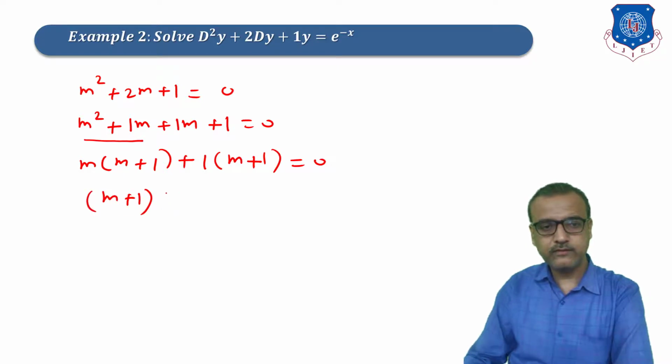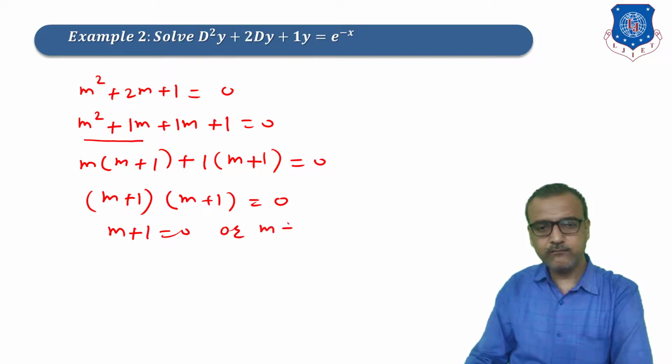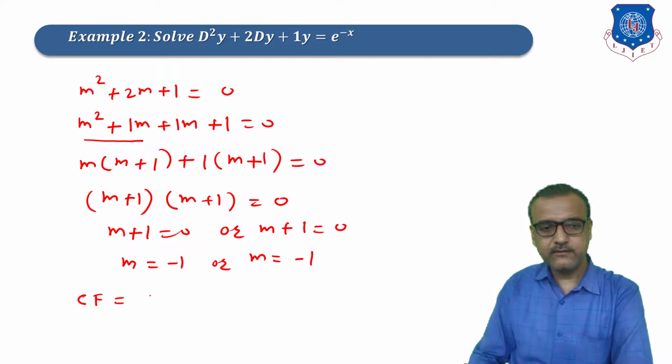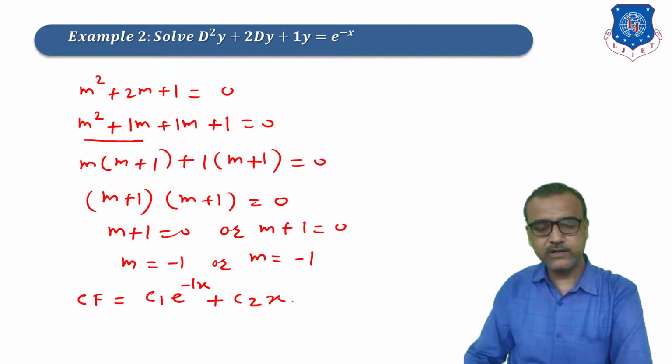So we will be having m plus 1 in one bracket, and in second bracket we have m plus 1 that is equals to 0. So we have two factors, m plus 1 equals to 0 or m plus 1 equals to 0. So we have two repeated values of m, that is minus 1, minus 1. So in this case, what is CF? That is C1 e raised to minus 1x plus C2, where minus 1 is repeated, so we will multiply it by x. So we have C2 x e raised to minus 1x.